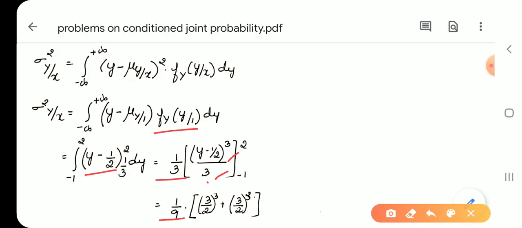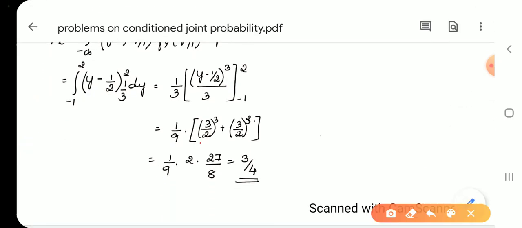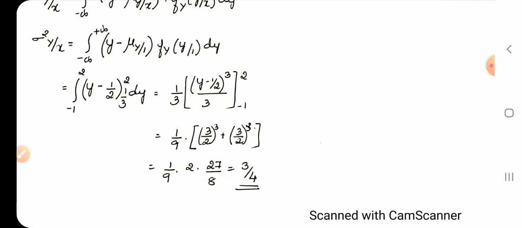Apply the upper limit, it becomes 2 minus half. 2 minus half is 3 by 2. So 3 by 2 cube plus lower limit is minus half. Minus half minus 1 minus half becomes minus 3 by 2 whole cube. That becomes plus 3 by 2 whole cube. 1 by 9, this is 2 times 3 by 2 whole cube. When you simplify, you get the value as 3 by 4. So we have found all the terms that they have asked.